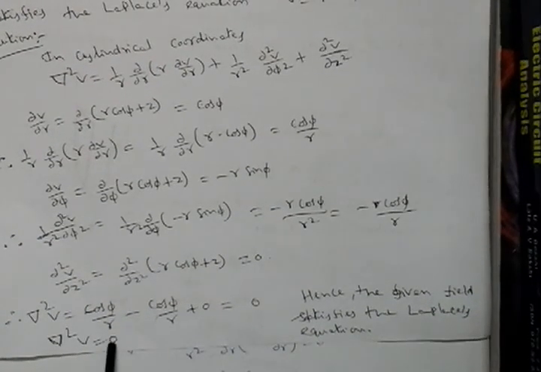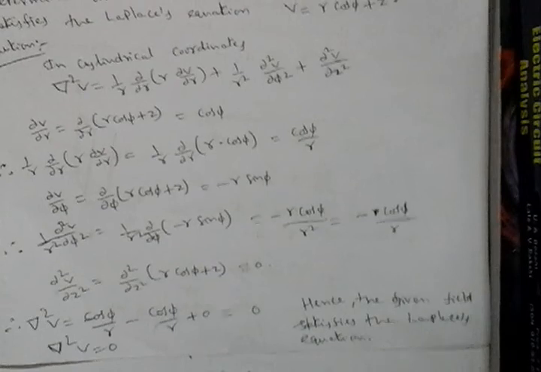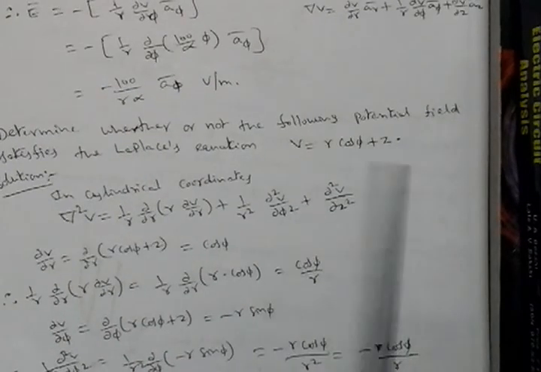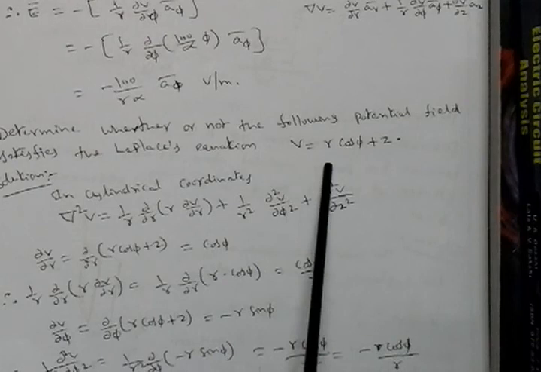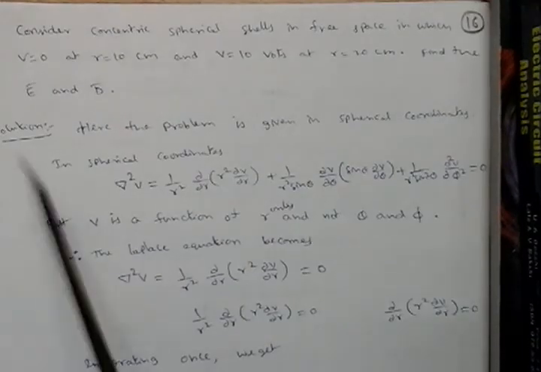That is called a Laplace equation. As per the question, the given field satisfies the Laplace equation. Okay. So for this problem, the potential is given as V is equal to R cos phi plus Z. We will see one more example.